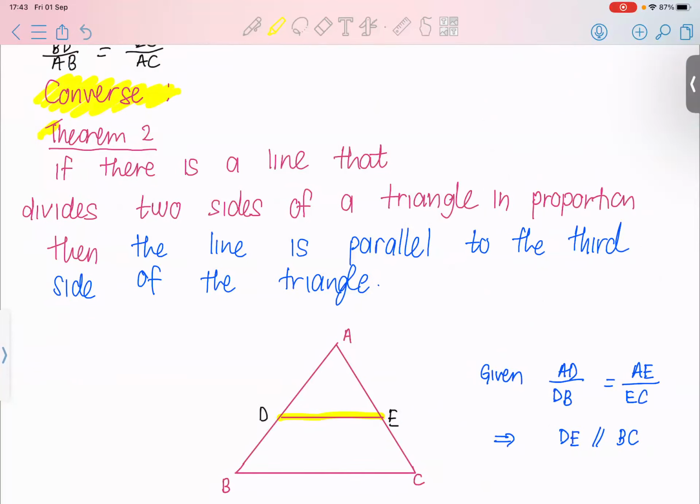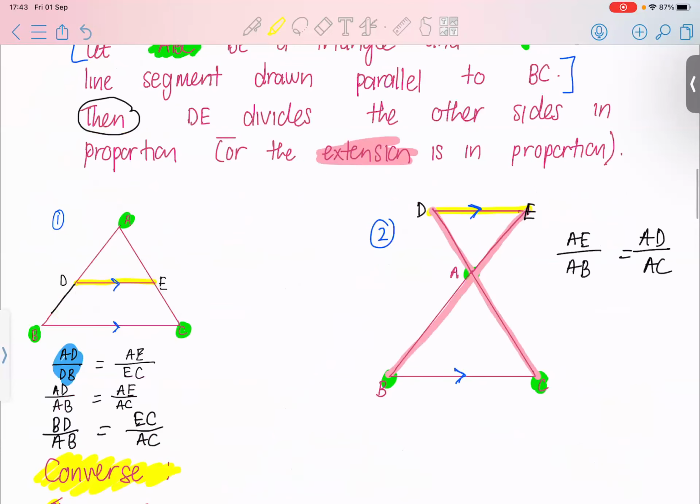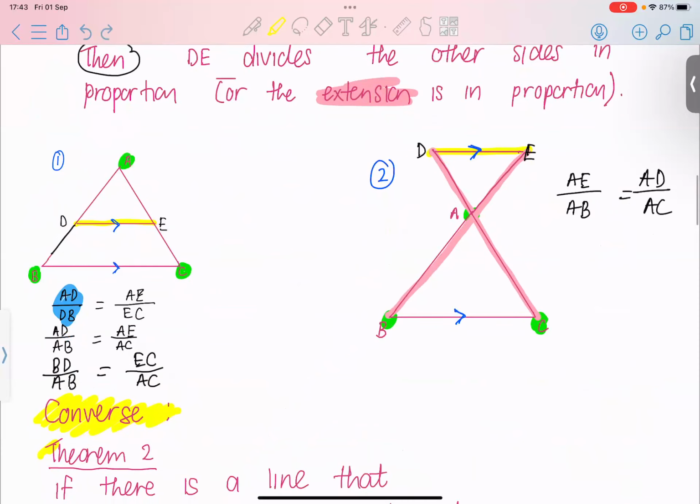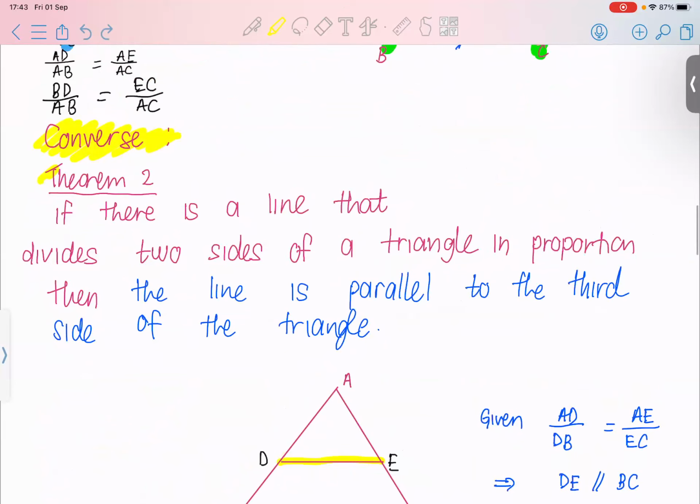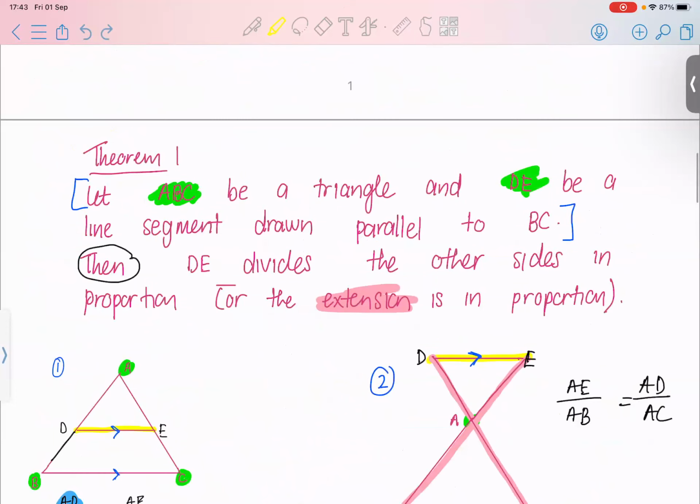Thanks, Katleho. I see you say that you are following. Thank you for that. And this says that if we have a line that divides the two sides of the triangle in proportion, meaning if DE does indeed allow these ratios to be equal, if I have that equality taking place, then it must be that the line we had drawn is parallel to the third side. So this is the opposite, the reverse direction of what was going on.